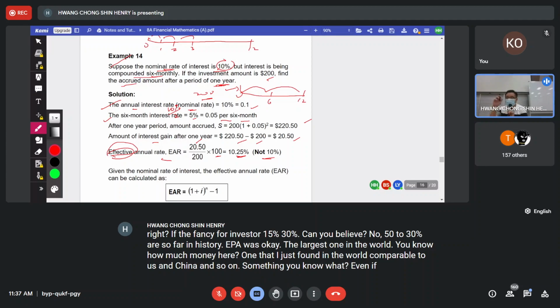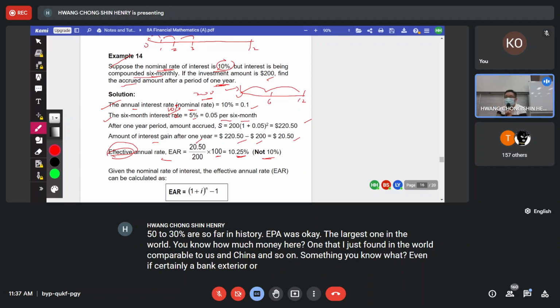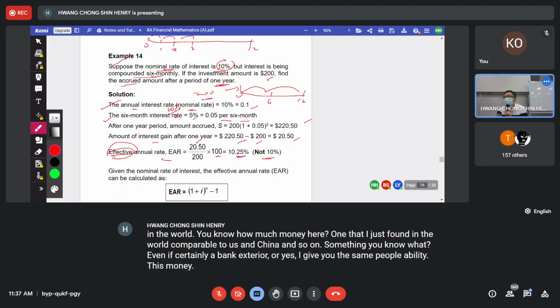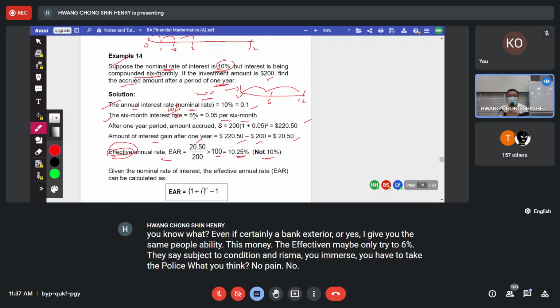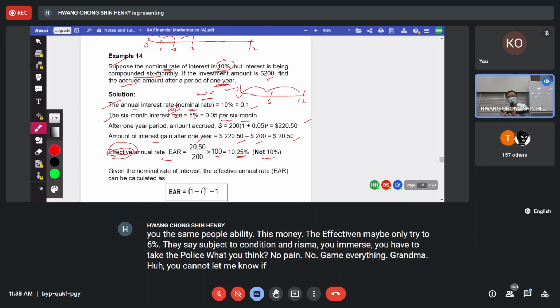If suddenly a bank X tells you, invest, I give you 20%, do you want to believe it? How is your money? The effective one maybe only 5 to 6%. They say subject to condition and risk. You invest, you have to take the risk. What do people say? No pain, no gain. Everything also has risk. You cannot blame me now. You put the money inside here, I tell you, at that time it's good, but after that the economy is very bad.